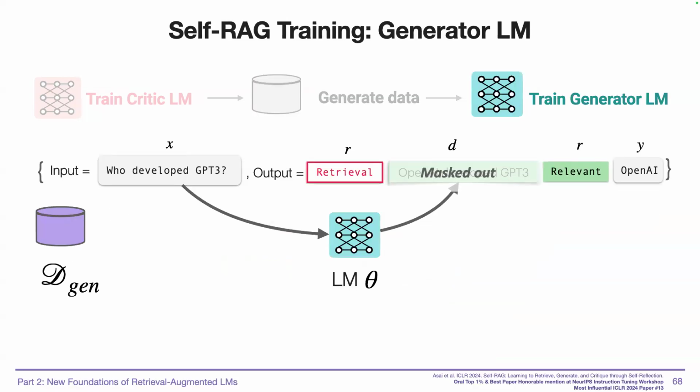Now we can train language models on this data. First, we add special tokens to the model vocabulary, and then we train language models on this input-output data sampled from the new training dataset. Specifically, we update the model parameter theta to maximize the log probability of the correct continuation Y and reflection tokens R, given the original input X and also the retrieved document state. This is basically a standard maximum likelihood objective of a language model with transformed input and output.